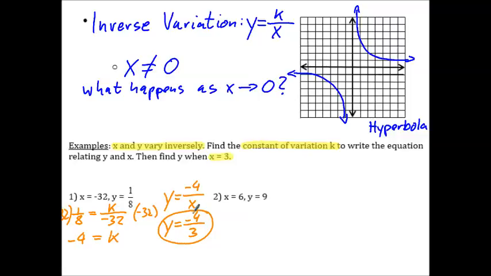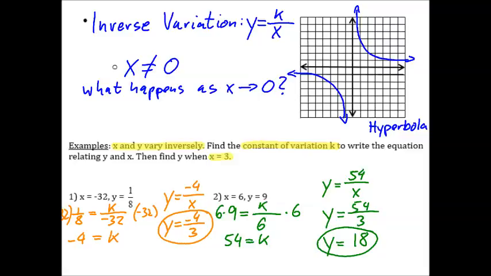And again, now go ahead, stop the video, do the work for example number 2 yourselves, and then check back in and compare your work with my answers. Plugging in the values, we get 9 is equal to k divided by 6. Multiplying both sides by 6, we get 54 is equal to k, our constant of variation. Therefore, our equation is y is equal to 54 divided by x. Plugging in 3 for x, we get y is equal to 54 divided by 3, or in other words, y is equal to 18. Good job, you guys.